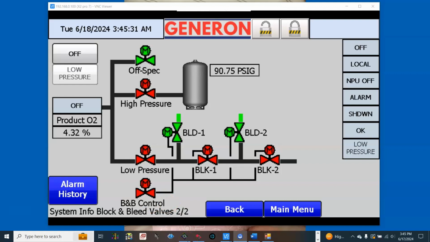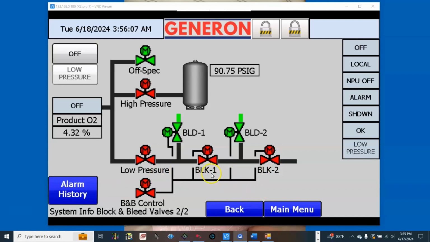When the nitrogen generator is off or when it is running on high pressure mode, all block and bleed valves are deactivated. Both bleed valves are open and both block valves are closed. So nothing is trapped between these 3 valves: low pressure valve, block valve 1 and block valve 2.